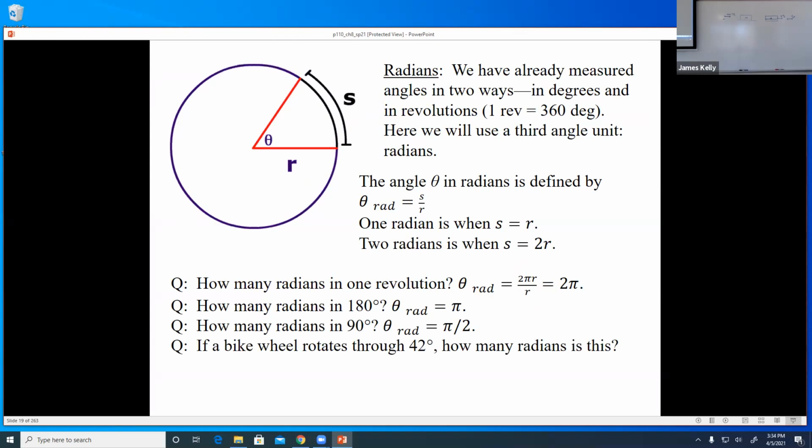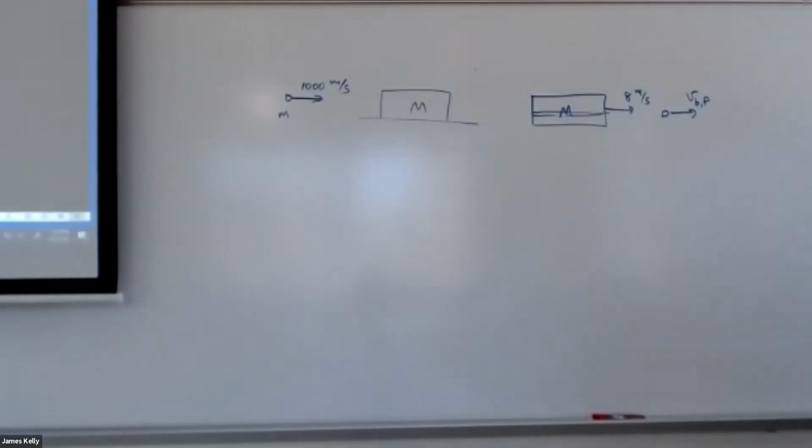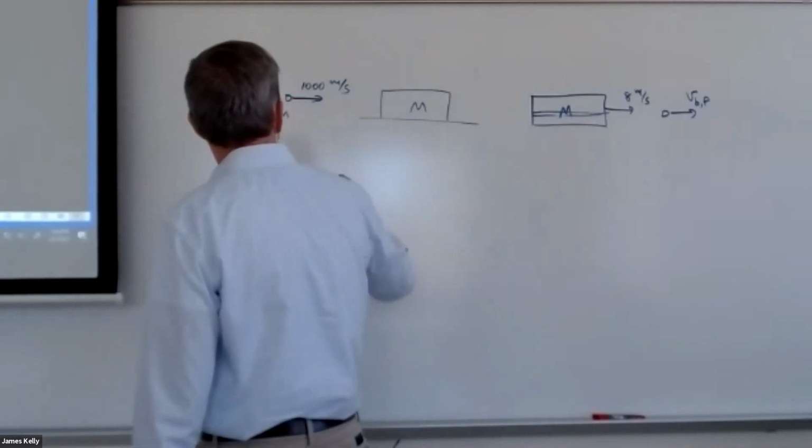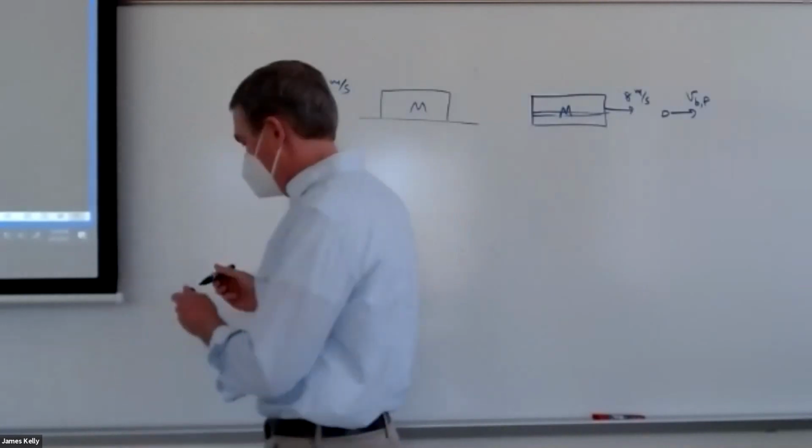Here's maybe a tough one or something we have to think about. What about if I give you just an oddball angle? 42 degrees. Like wheel rotates through 42 degrees. How do I figure out how many radians that is? Anybody have an idea of how to do that? Some of you probably do this kind of stuff in your science classes.